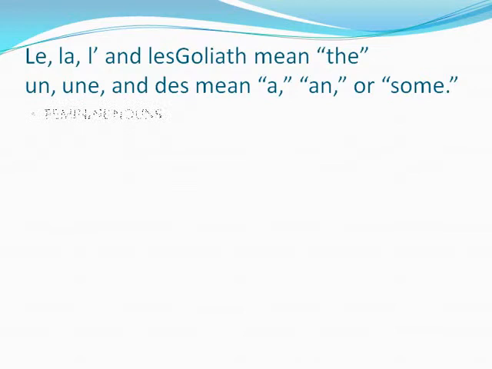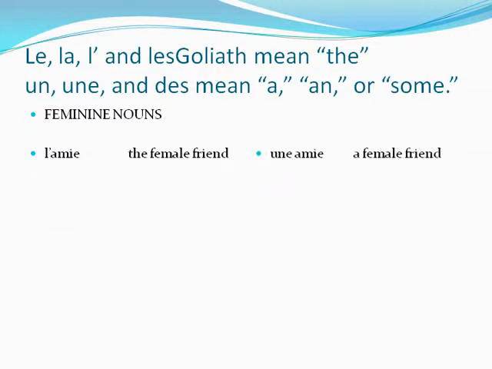Now we're going to do this with feminine nouns. Don't even bother asking me why le Goliath, because that's a typo. I should have changed it. I'm sorry about that. Okay, feminine nouns we're going to go over now. L'ami, the female friend, becomes une amie, a female friend.